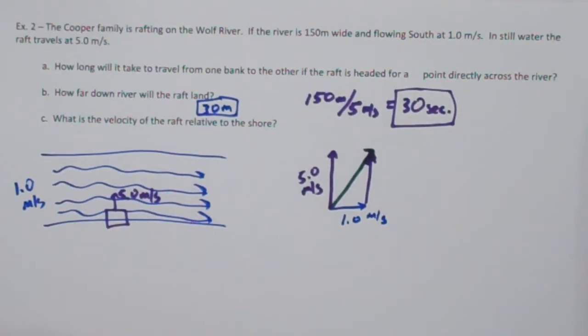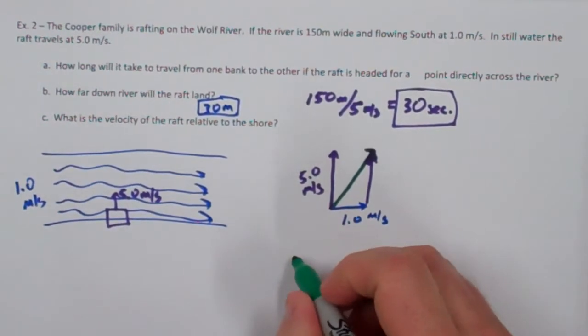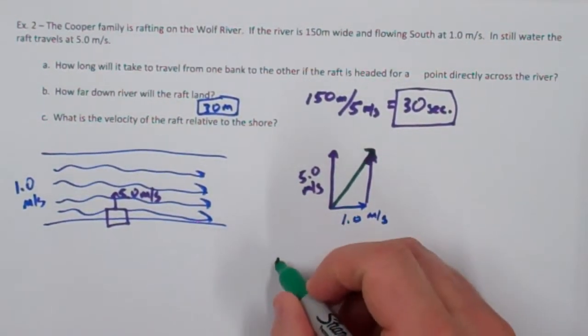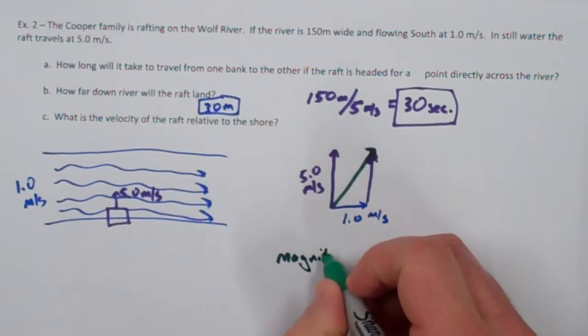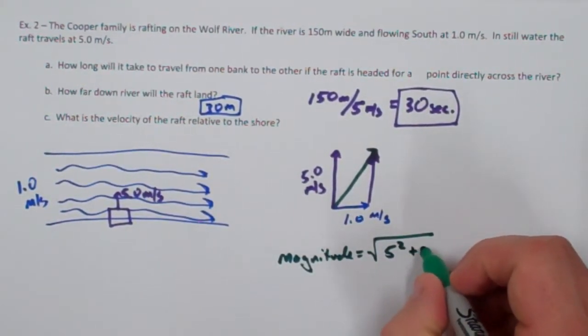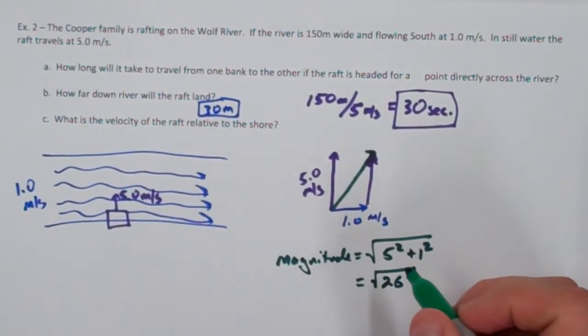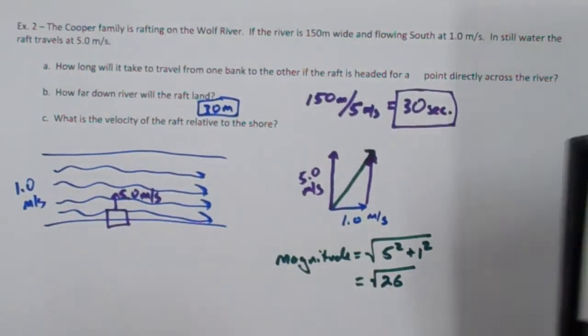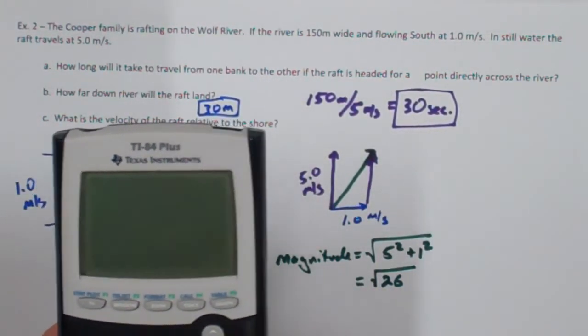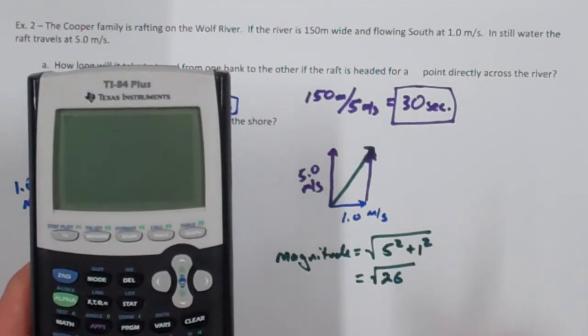So that forms a right triangle, and if we do a little bit of math on this one, we've got this magnitude here being equal to the square root of 5 squared plus 1 squared. So that's the square root of 26. Now, this is an application type problem, so you're probably not going to tell someone, oh hey, this raft is going to approach you at the square root of 26 meters per second.